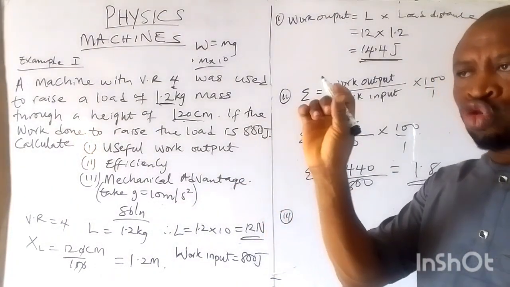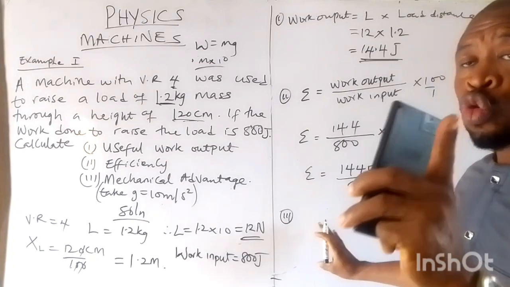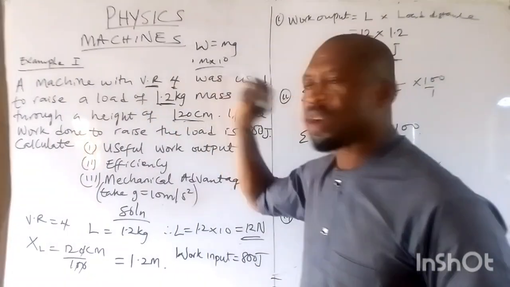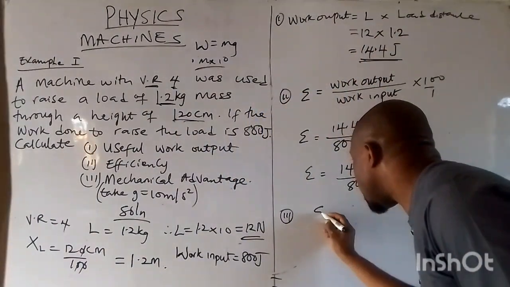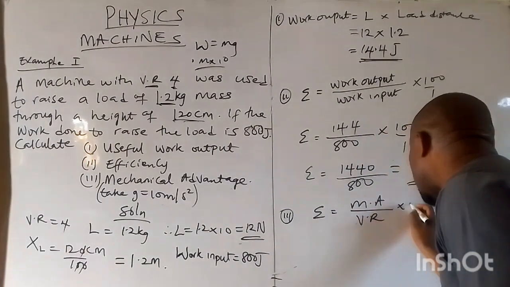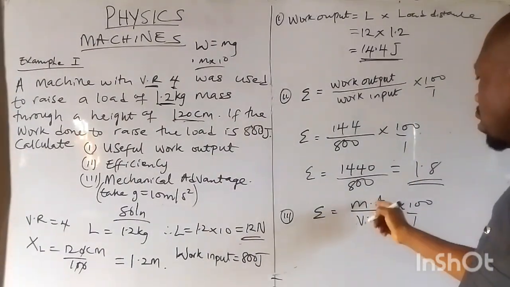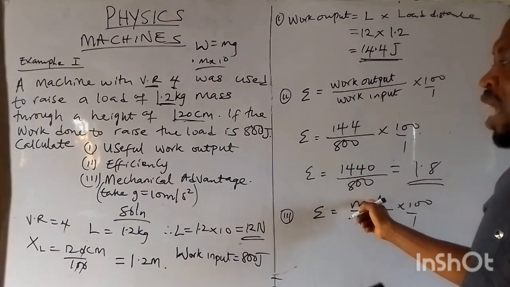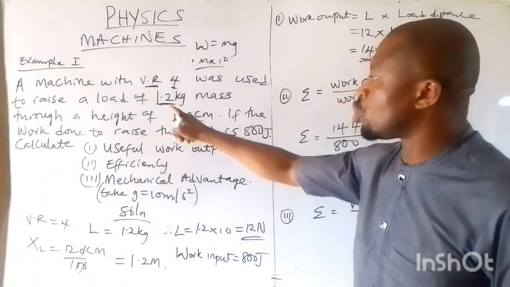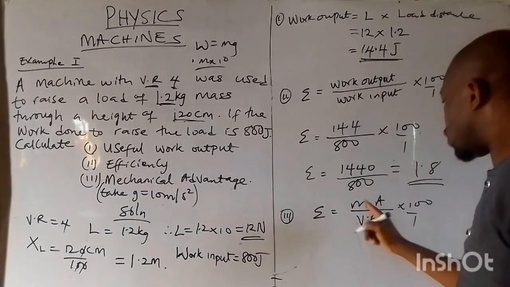Each equation you apply, there are certain parameters that will require you to use one particular equation. Since this one is not applicable, the only one that is applicable, since we now have efficiency, we have the velocity ratio. What will stop us from using efficiency is equal to MA all over velocity ratio times 100 over 1? With this now, we can calculate our mechanical advantage. After calculating our mechanical advantage, we use it and that of the load to calculate whatever we want to calculate.